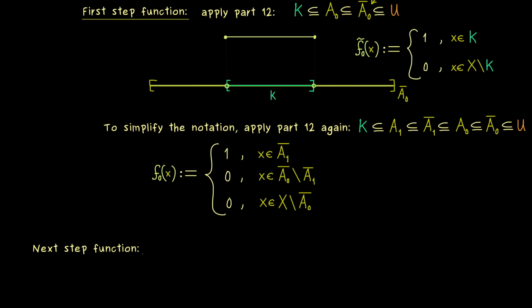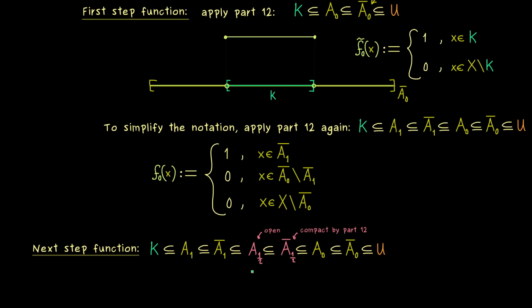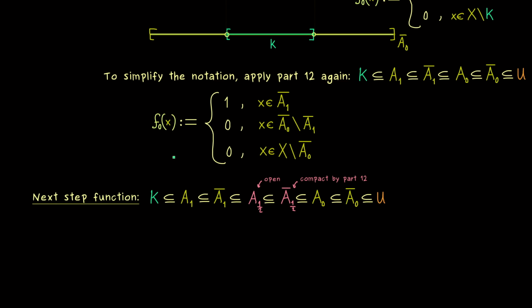And now, as already explained above, we will just define more and more steps, so let's go to the next step function. So for example, we could add the value 1/2 in the middle, so let's apply our part 12 again, but now for these two sets. This means we find an open and a compact set in between, and let's call them A1/2. So our chain here is extended, but not at the ends, but in the middle. So in total, now we have 3 different values for our new step function.